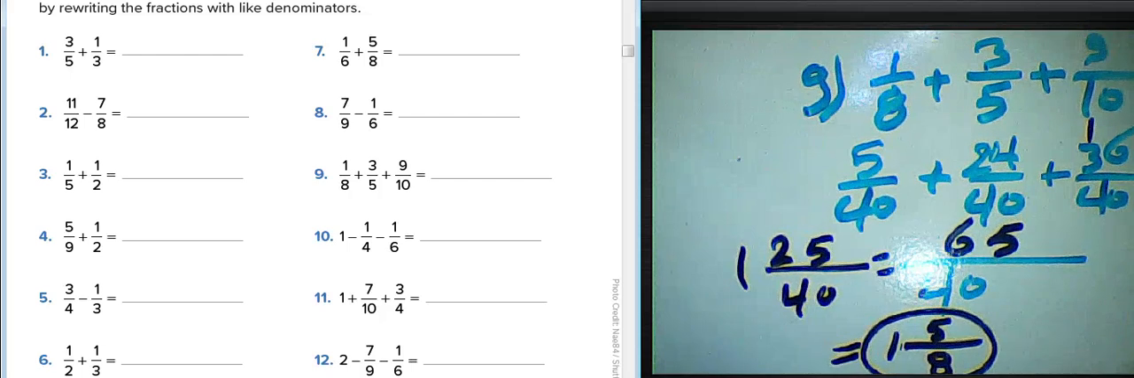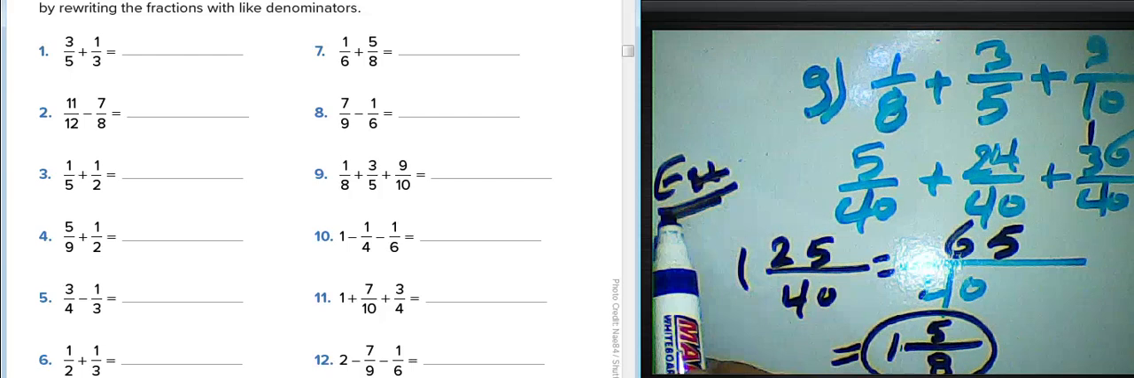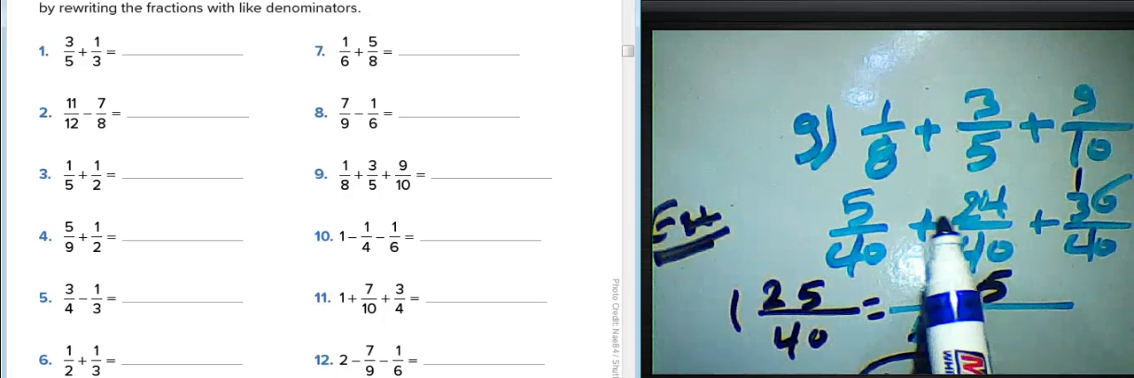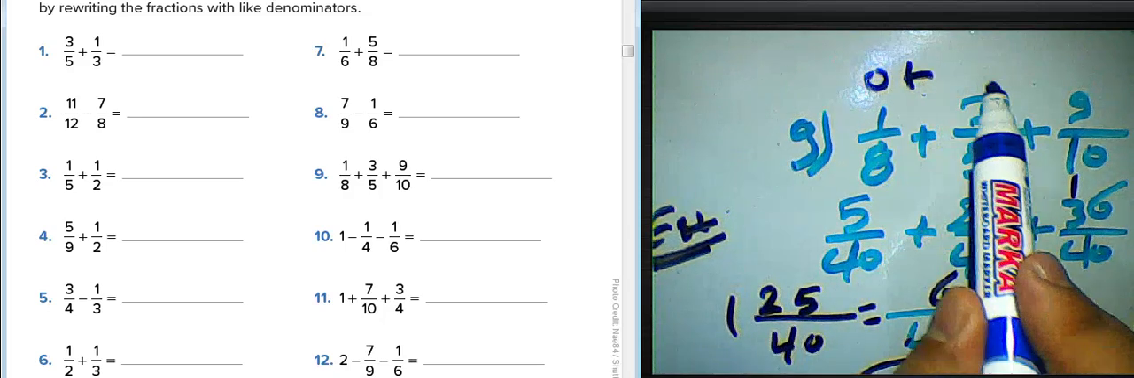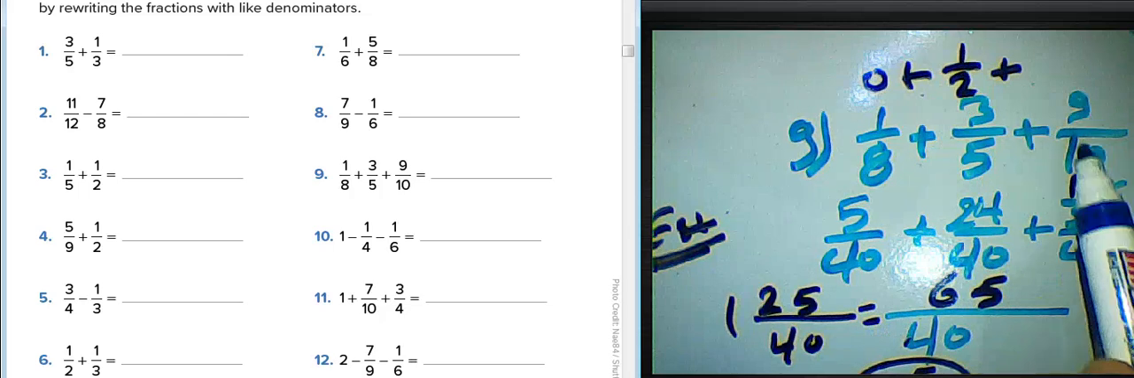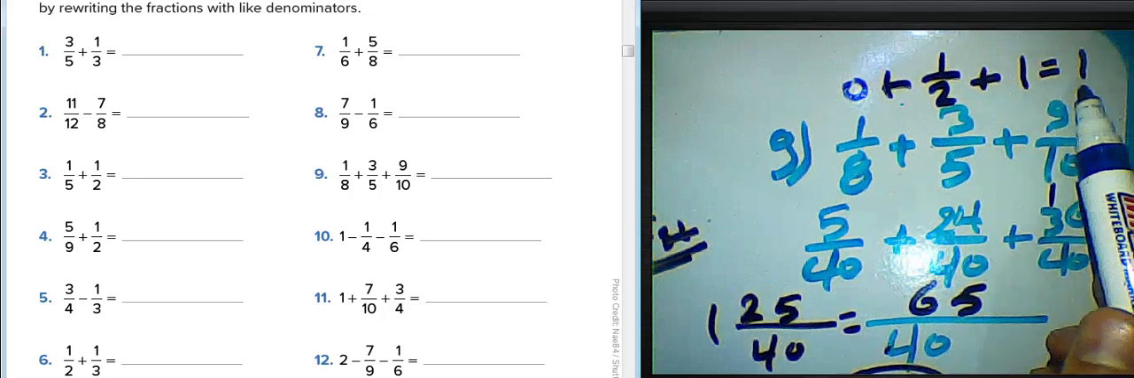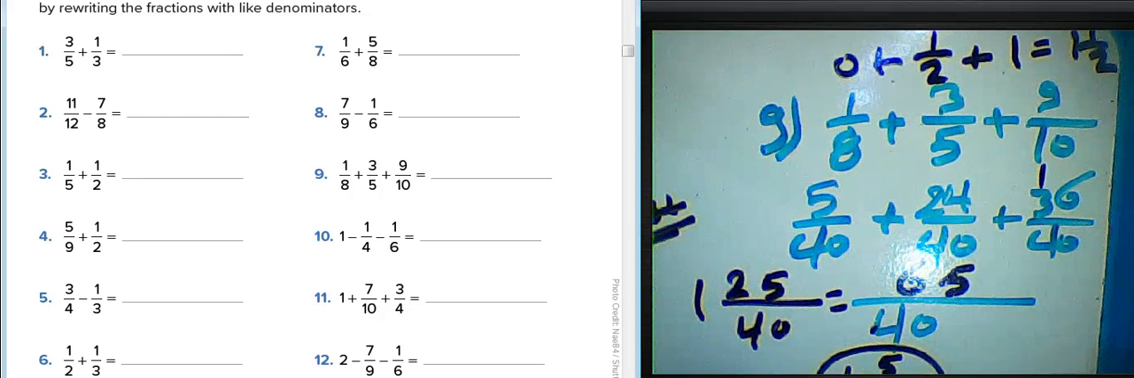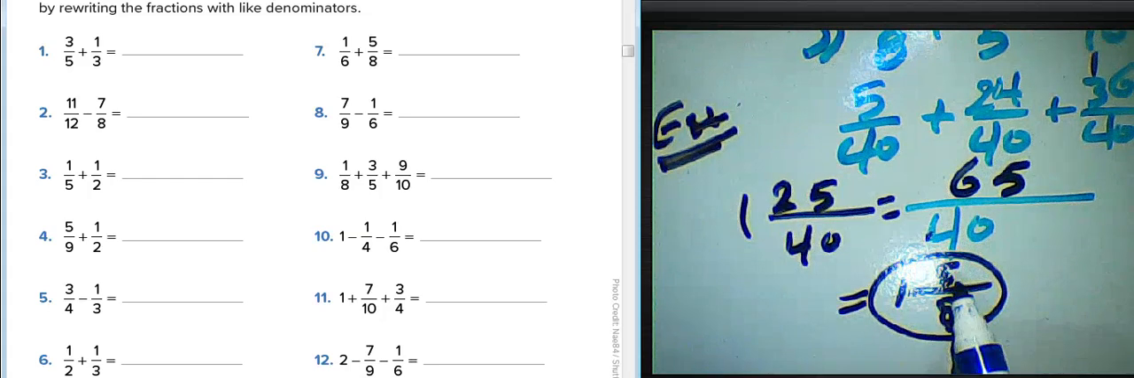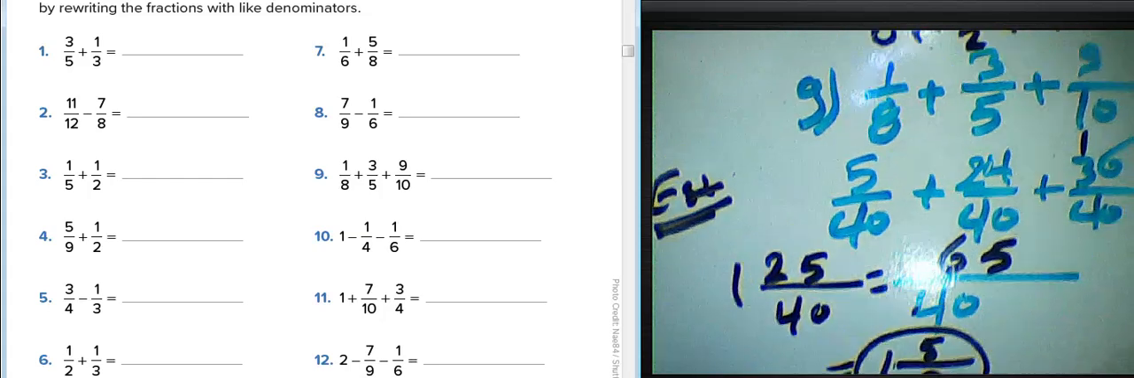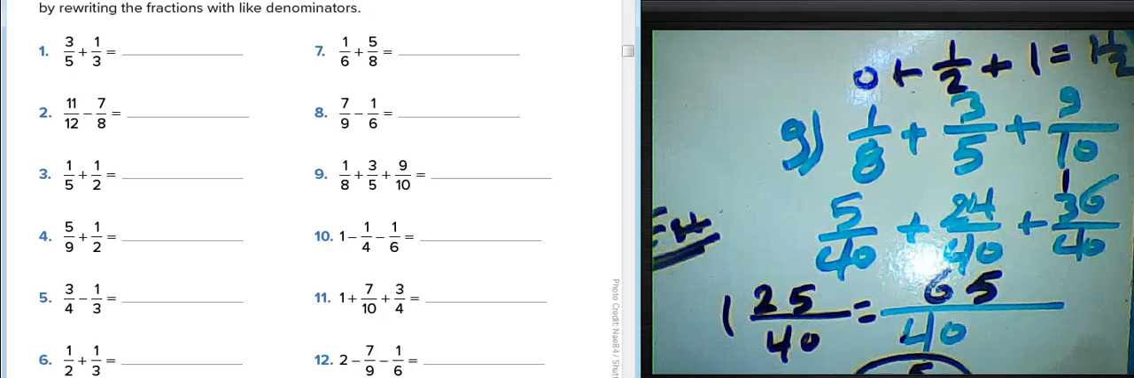Okay, and what about estimation for this example? Can you estimate? 1 over 8 is nearest to 0, and 3 over 5 is nearest to half. 9 over 10 is nearest to 1. Then the result will be 1 and a half. 1 and a half, and here 1 and 5 over 8. It's nearest to the actual number, so the estimation is reliable.